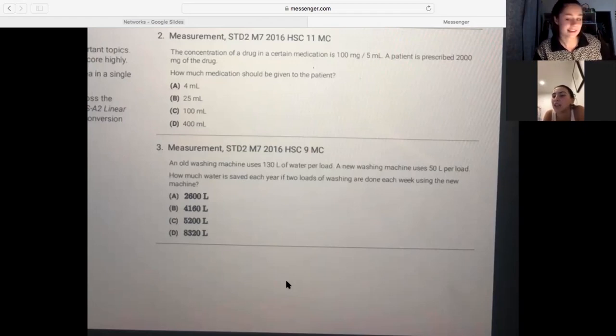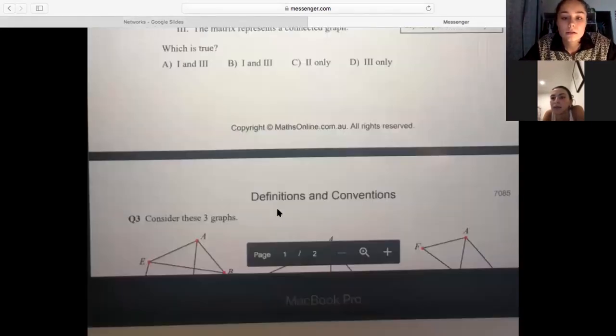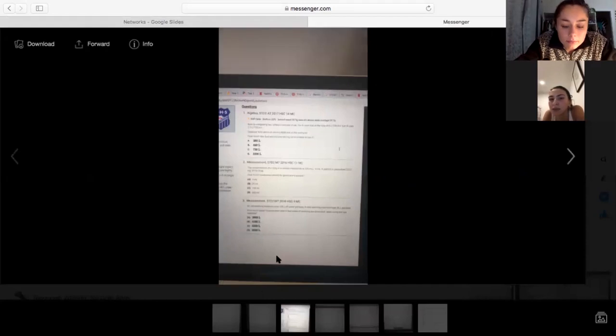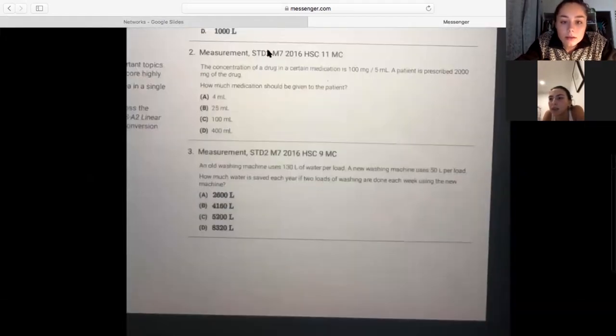So I have to figure out how many liters of water. So do I just plus 130 plus 130? To find out how many liters of water are used. That's per week. So she does 2 loads per week, so 130 plus 130. But then they're asking it for how much each year as well. Where does it say that? Let me get it back up. Here. How much water is saved each year?